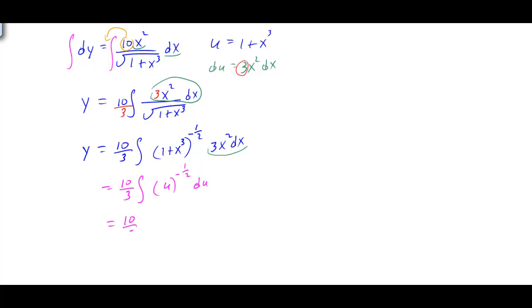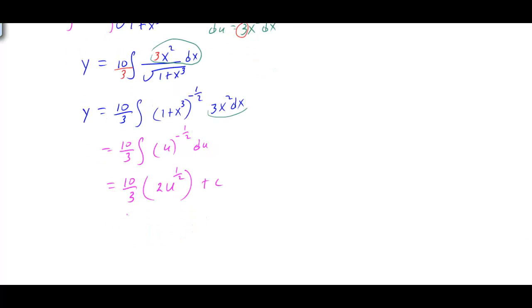So we would have 10/3 multiplied by u to the negative 1/2. We increase that by 1, so that becomes u to the 1/2. And keep in mind, we could divide by 1/2, or if we multiply by the reciprocal, we can just simply multiply by 2. And we don't have limits because this is an indefinite integral, so we would have our plus c. So then we could actually multiply this: 10/3 times 2, we get 20 over 3.